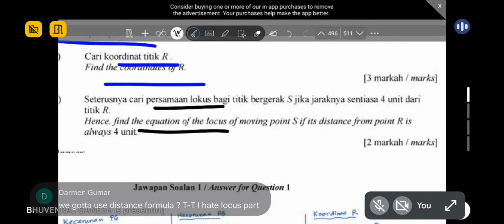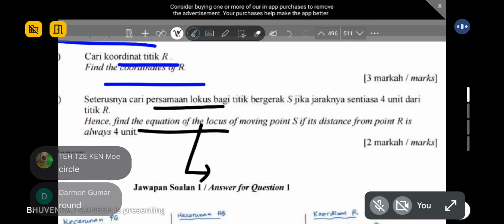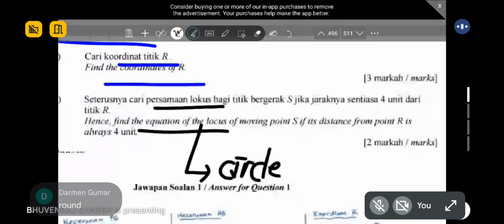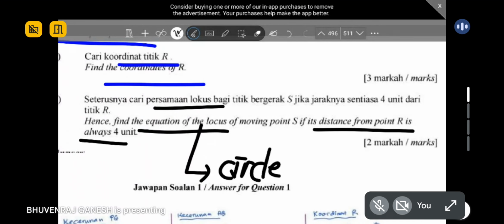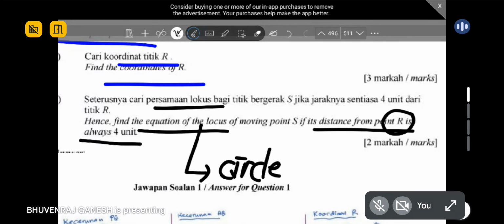So guys, locus, what is the shape? May I know? When they say locus, apa bentuk dia? Yes, actually it's just a circle, bulatan. Okay? So you can see that the distance from point R is always 4 unit. So means this point R is actually what, guys? May I know? Titik R ni apa dalam bulatan?